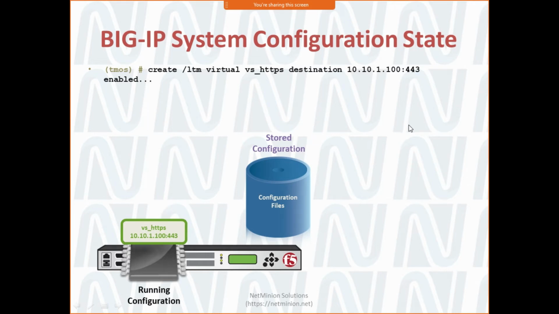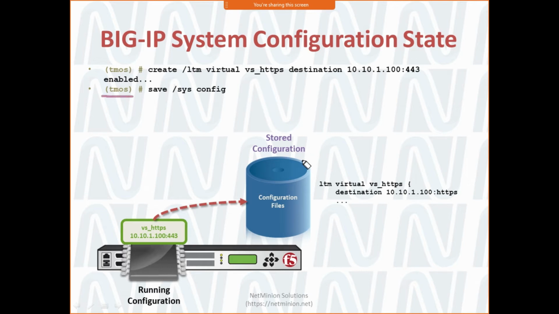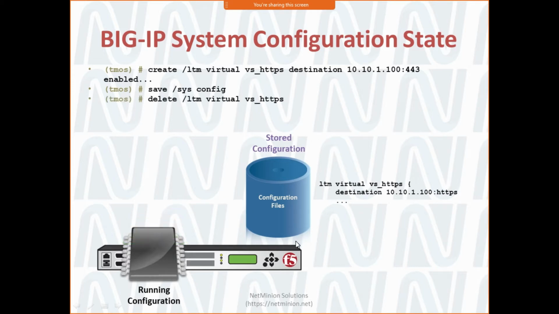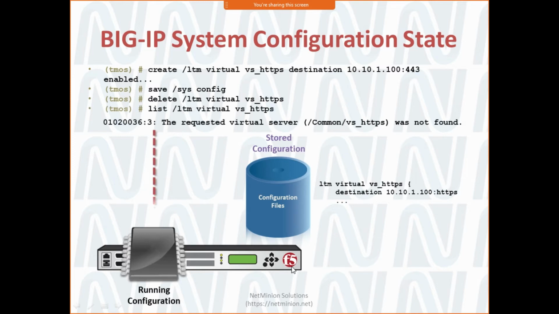But if you put the command save sys config, which is by the way a TMSH command, how can you see it? If you are in TMOS, it means you entered TMOS using the tmsh keyword. So that is how you go over there and save it. If you delete something, it will be deleted from here until you save it. So if you have deleted it by mistake from your running configuration, you can roll it back from the stored configuration.